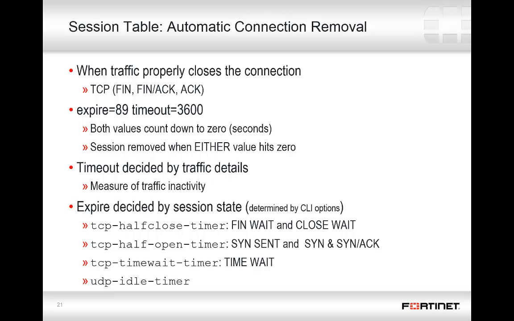FortiGate will automatically remove IP sessions from the table after either TCP connection teardown when a proper FIN handshake is completed, session expiration, or TCP connection timeout. The TTL is decided by the kind of traffic passing through the session, and it is a measure of inactivity. When was the last time the FortiGate saw a packet for this IP session? Expiration is decided based on the state of the session and determined by some CLI options depending on what type of traffic and/or what state the session is in.